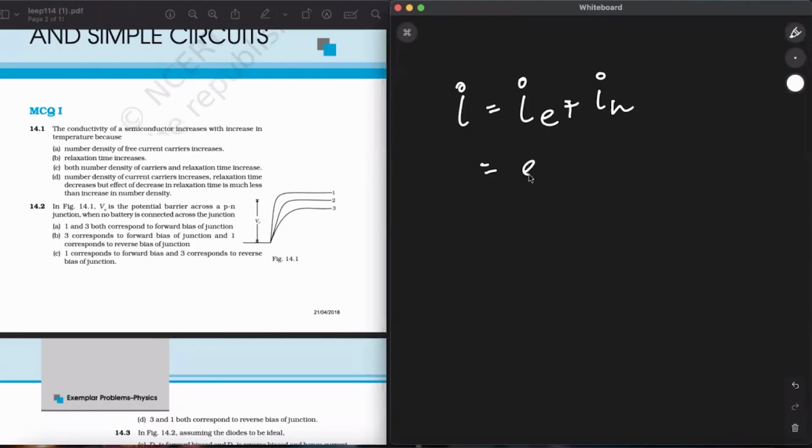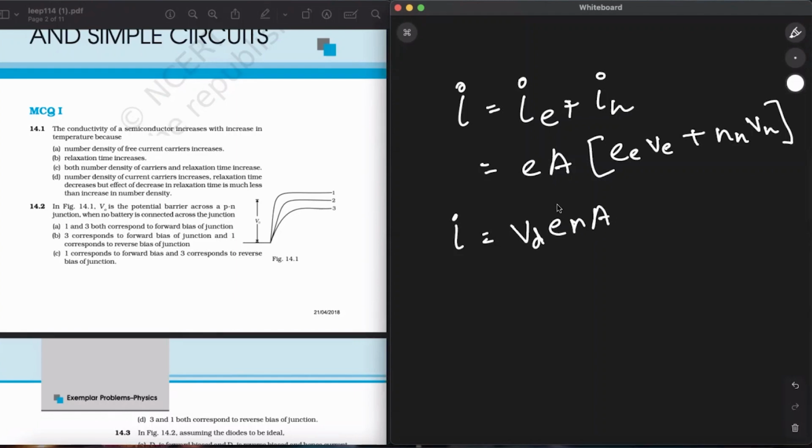Now this can be written as e A n_e v_e plus n_h v_h, because current is what? I is equal to n e v_d A. So e and A will be constant because it is the same type of semiconductor, and this part is for electrons, this part for holes.